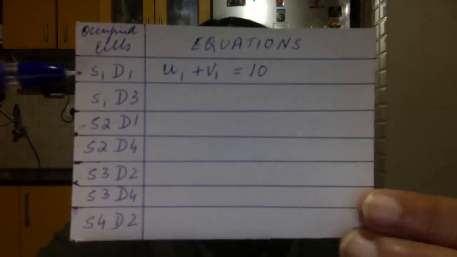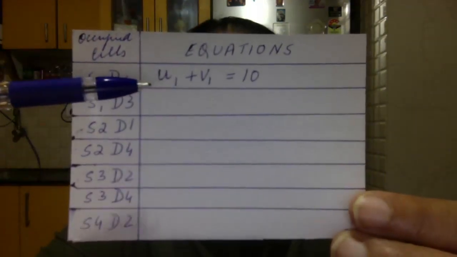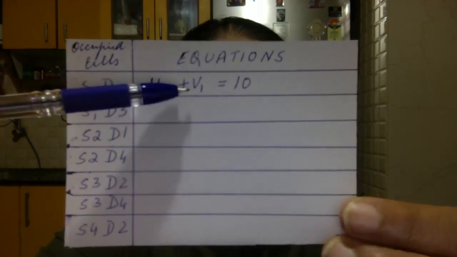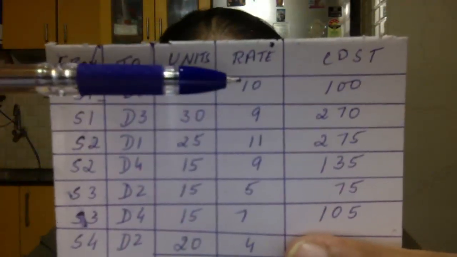I repeat, S1 becomes U1, D1 becomes V1. Where do you get this 10? That is what is there in the cell. The rate, you can take it from here. Now, next one is S1 D3. So U1 plus V3 is equal to, you take from your transportation cost, 9.